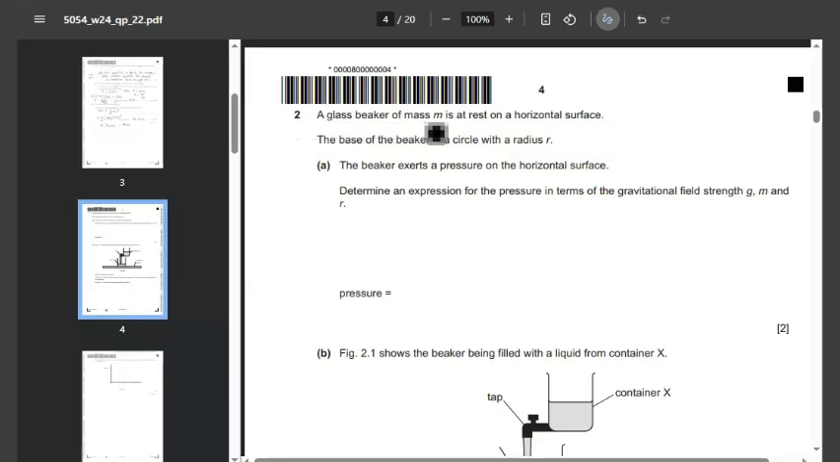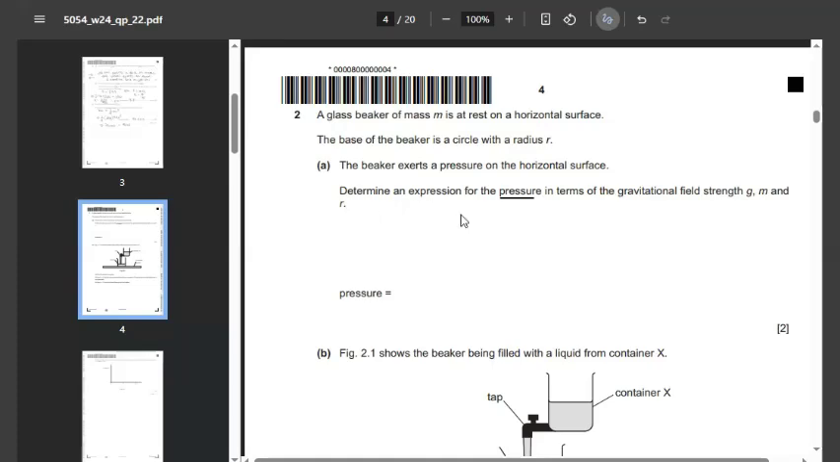A glass beaker of mass m is at rest on a horizontal surface. The base of the beaker is a circle with a radius r. Question A. The beaker exerts a pressure on the horizontal surface. Determine an expression for the pressure in terms of gravitational field strength g, m and r.